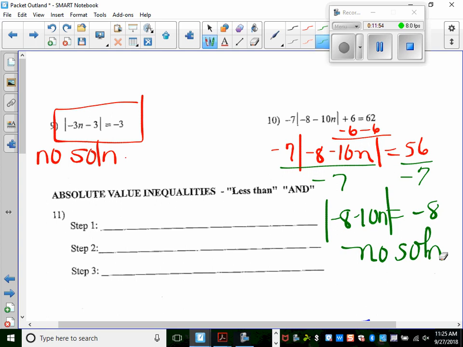Once you isolate the absolute value bars and it becomes negative, you don't need to go any further. Later in our unit, we'll talk about what you do when it's an inequality symbol. We're not going to do that lesson today. That's later in our unit. All right, any questions?